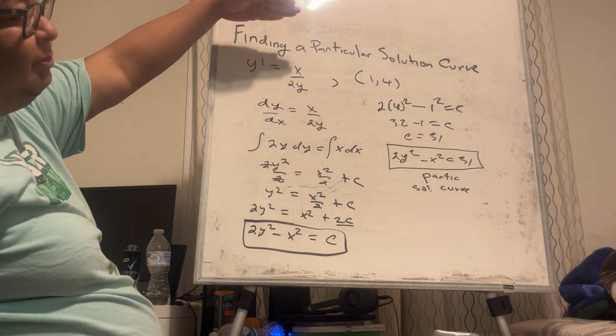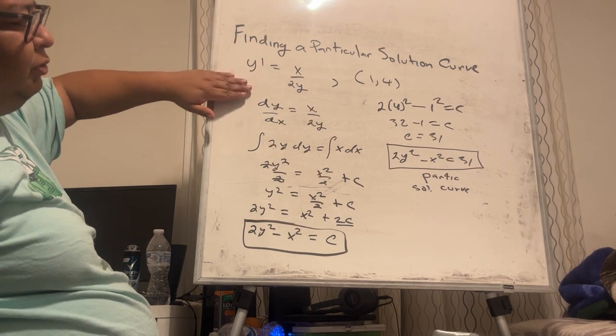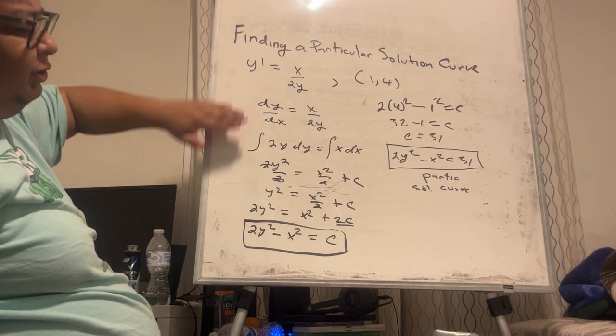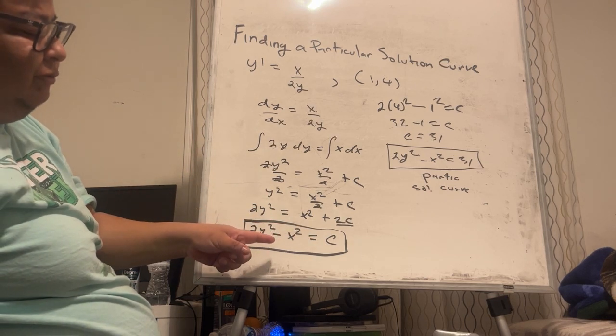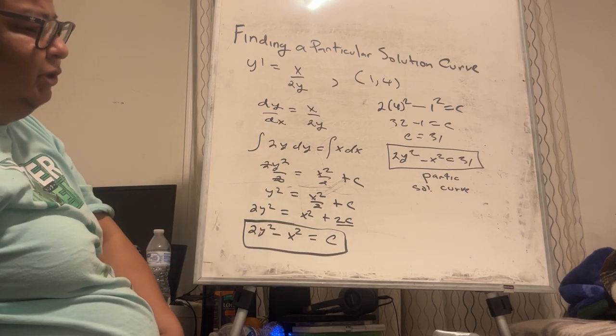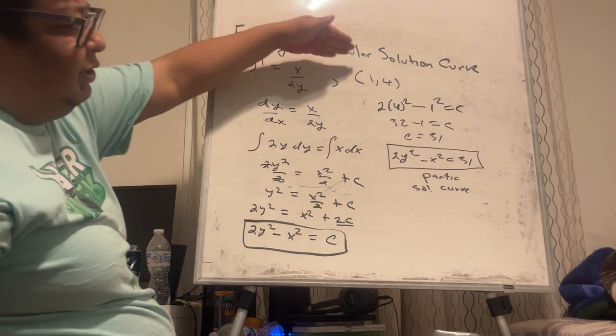So when they ask you to find a particular solution curve, you need to find the general solution and then find c and any other constant that you're missing, given the initial condition.